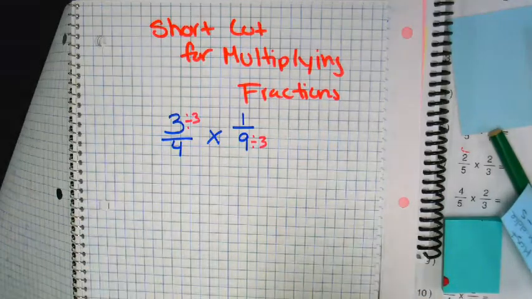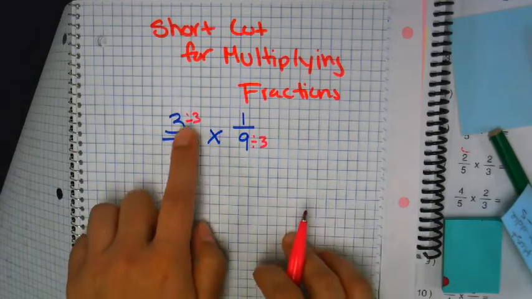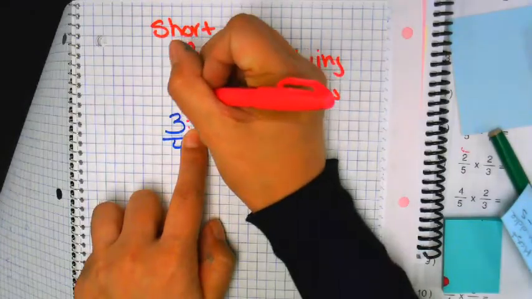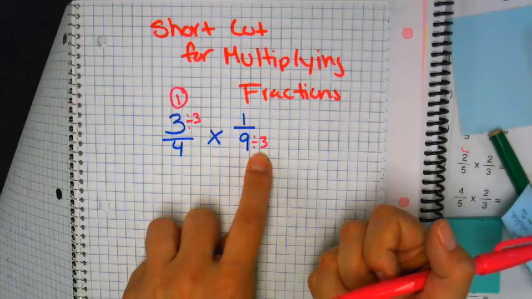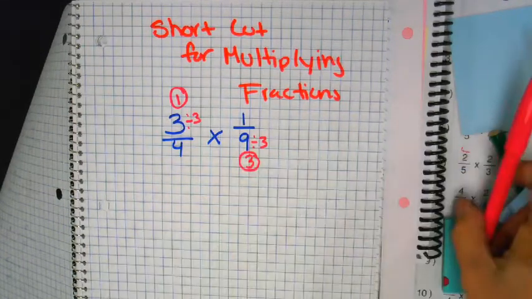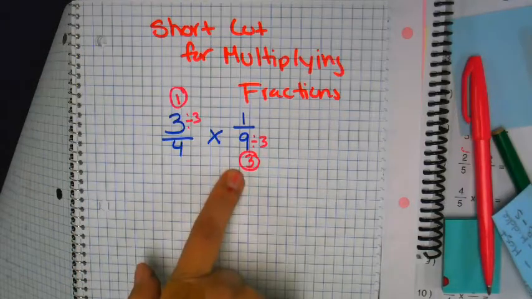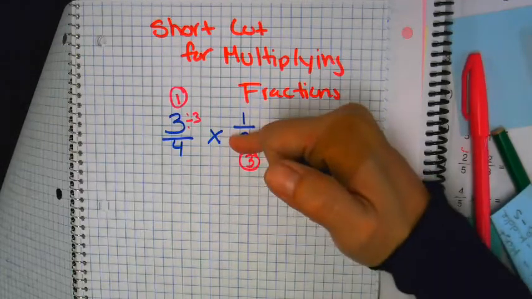It's going to make your numbers smaller and your math easier. What's 3 divided by 3? 1. What's 9 divided by 3? So we write our answers and we circle them. The reason we circle them is so that you realize these are the new numbers that we're going to use. We are no longer going to use this 3. We are no longer going to use this 9.